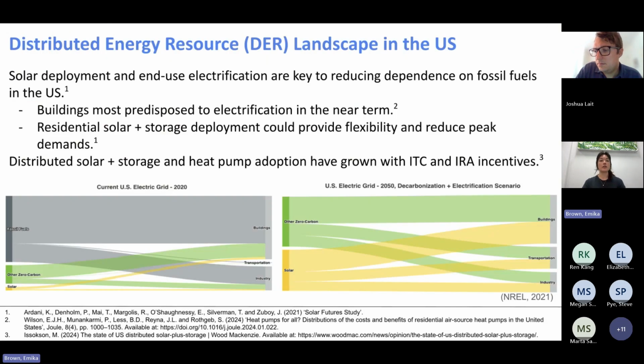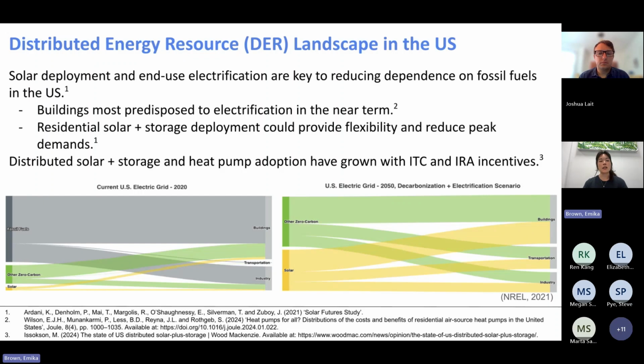I'm planning on doing a US-focused analysis, just for context. Solar deployment and end-use electrification are crucial to reducing US dependence on fossil fuels. Within electrification, buildings are the end-use sector most predisposed to electrification, at least in the near term. Because I'm really interested in households and residential energy use, this mostly means electrification of heat and cooling, like deployment of heat pumps. Residential solar and storage deployment also plays a key role in providing flexibility, reducing peak demands, and increasing distributed generation.